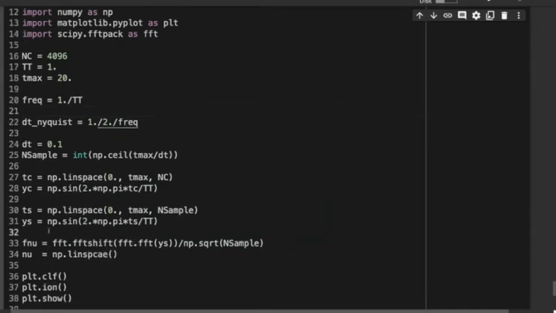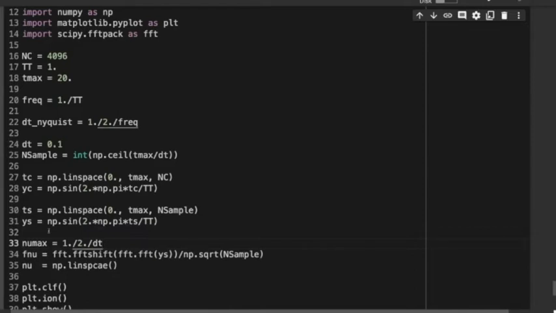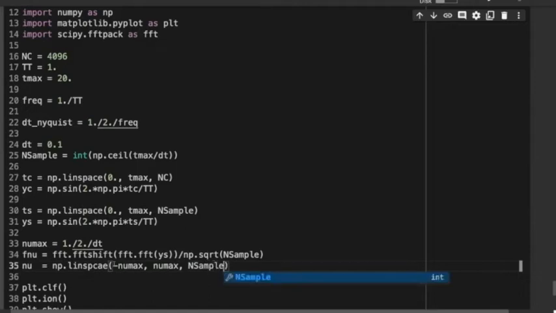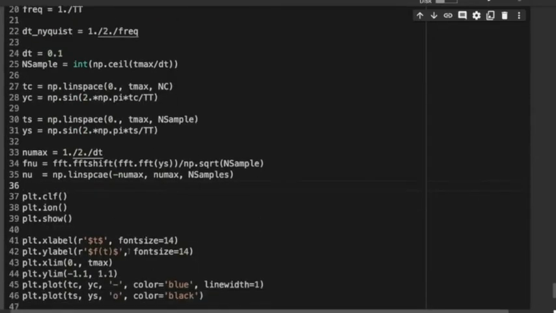So let us do it here. You can refer to your notes, and you will see that this is the formula for nu max. So we go from minus nu max to nu max, and I have n samples. So this is how the Fourier transform is now calculated between nu and f nu.